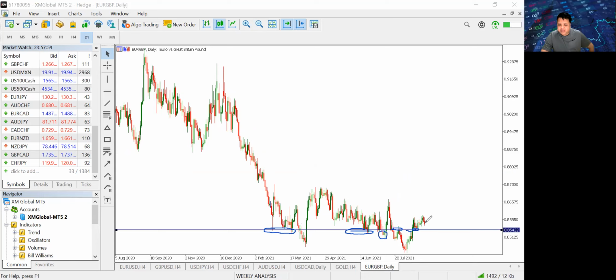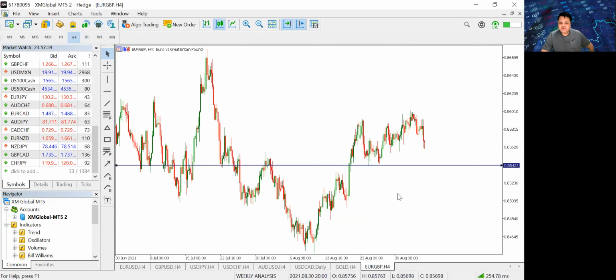So probably if the price went all this way to 0.85422, ready to bounce. But it has to go down first. Alright? So now let's check the H4. It has to go down first. So probably mag-aantay tayo dito by limit. Alright? So be patient. Do not jump in right away. So pwede tayong magkaroon dito ng buy limit.